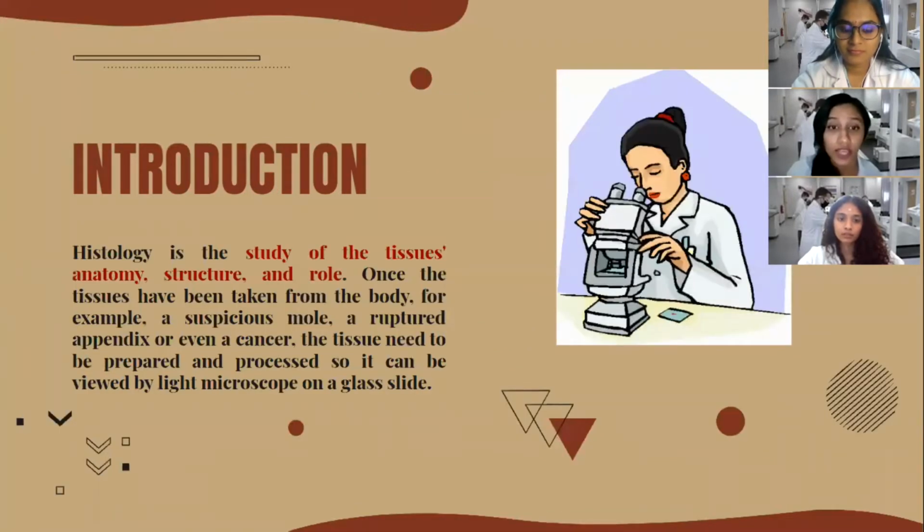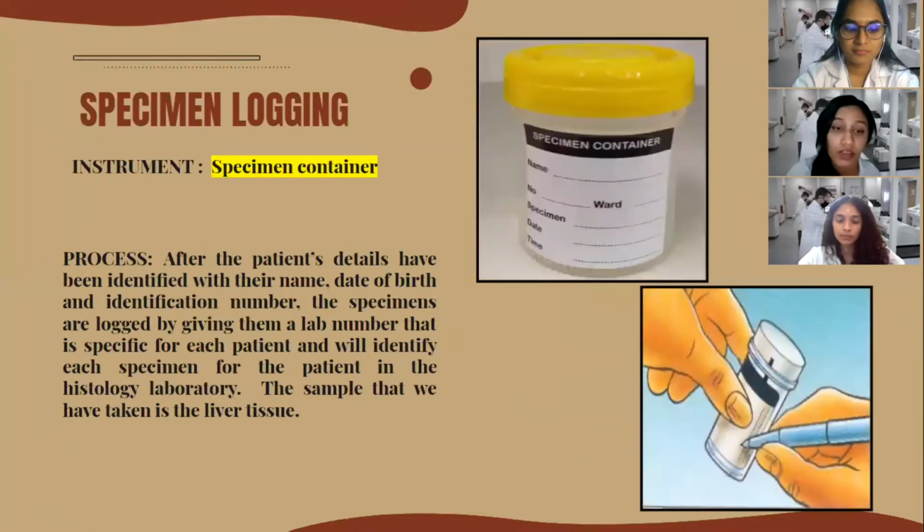Histology is the study of the anatomy, structure, and function of tissues. After tissues are removed from the body, such as a suspicious mole, a burst appendix, or even cancer, they must be prepared and processed so that they may be examined under a light microscope on a glass slide. The first step of the histopathology workflow of liver sample is the specimen logging.